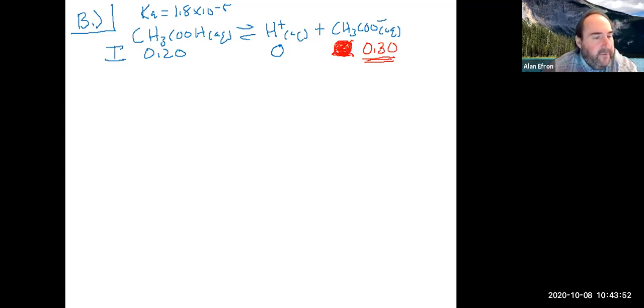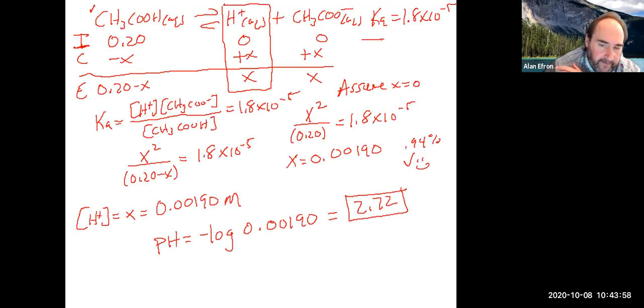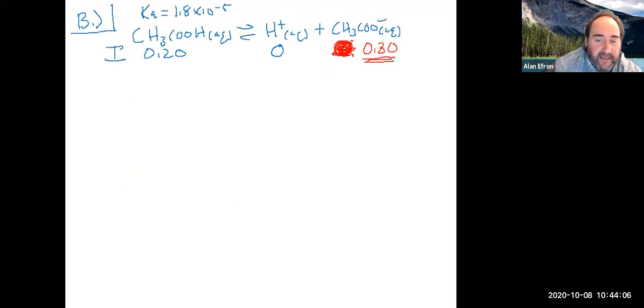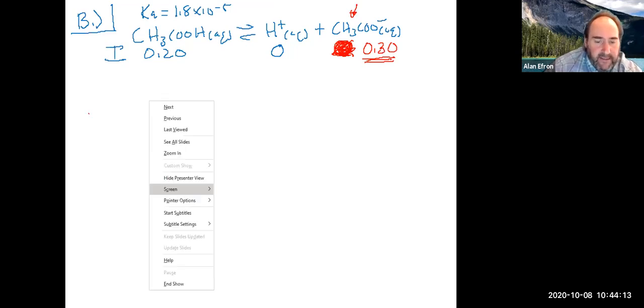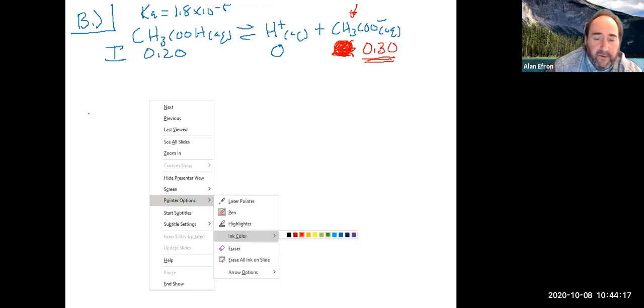Why is that important if you zero that out? If you ended up zeroing it out, you're pretty much redoing the previous problem, which is going to give you obviously the same answer. So if you do have that common ion, you want to make sure you have a starting amount of that common ion on the initial part of the table. And again, that is a very, very super common error that people make all the time.